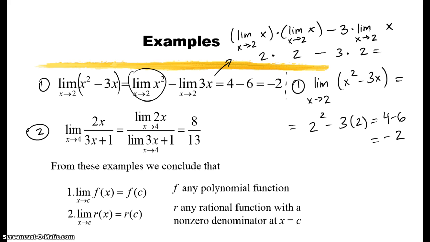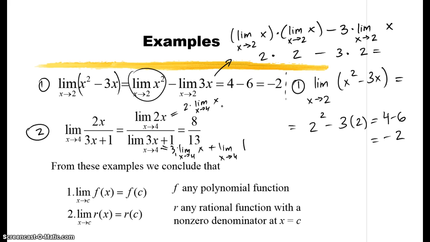In example 2, we have a quotient, so we use the quotient rule. The limit as x approaches 4 of this quotient can be rewritten as the quotient of the limits, 2x and 3x plus 1. Again, we could have been more specific here and turned this into twice the limit as x approaches 4 of x. And we could have turned the bottom into 3 times the limit as x approaches 4 of x plus the limit as x approaches 4 of 1.